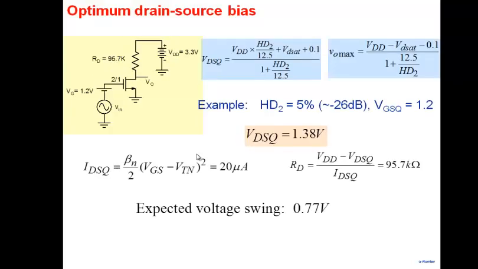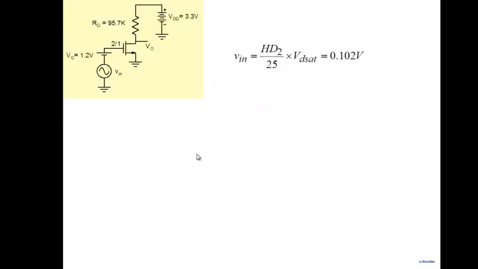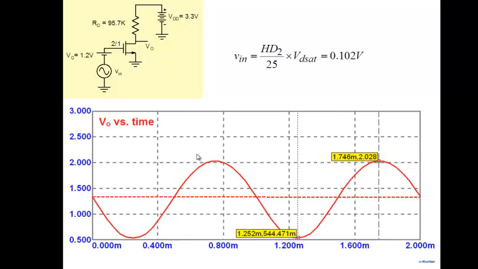Note that I'm going to get a swing of 0.77 volt. I know my gain, I can calculate it, so I know how much input voltage I can apply. And the input voltage I can also calculate using this: Vin equal to HD2 by 225 VD-SAT, 0.102. Anyway, let me show you the simulation result. So I've applied 0.102.